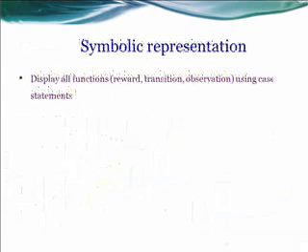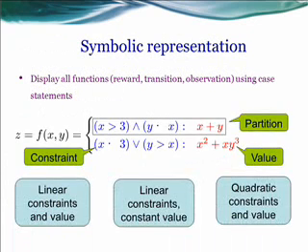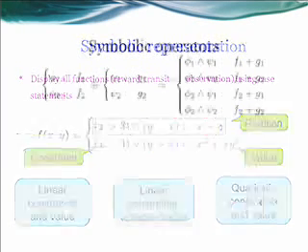A symbolic representation of our problem is to define all functions. We can have reward function, transition function, or in the partially observable case, observation functions, and we can define them using case statements. In the example here, you can see that the function is defined by two cases. If x is bigger than 3 or if y is smaller than 3, then the partition value would be to add up x plus y.